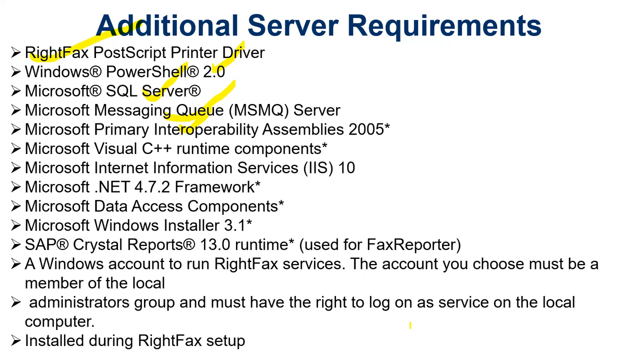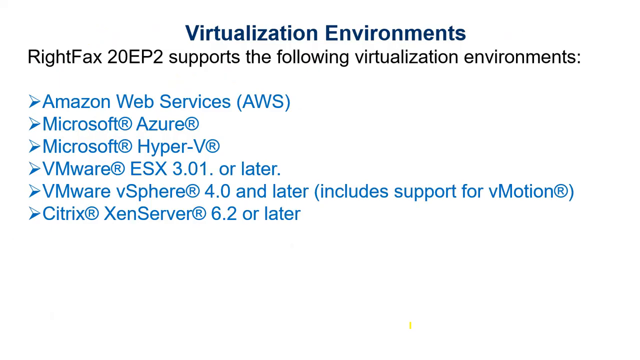Apart from this, it can be installed if you are using a virtualization environment. RightFax 20 supports the following virtualization environments. It can be installed on AWS, Amazon Web Services, Microsoft Azure, Microsoft Hyper-V, VMware 3.1 or later, VMware vSphere 4.0 or later, even Citrix XenServer 6.2 or later. We can install RightFax 20.